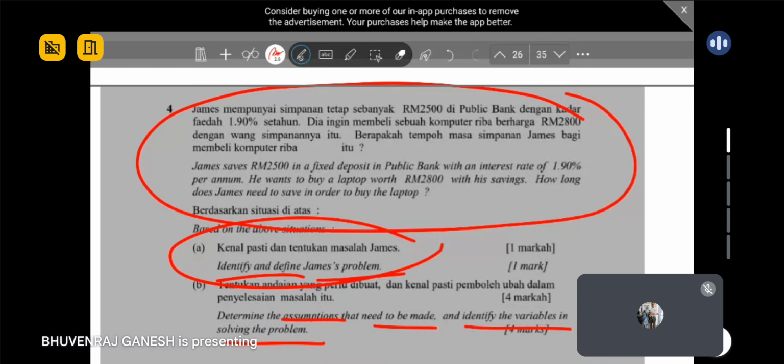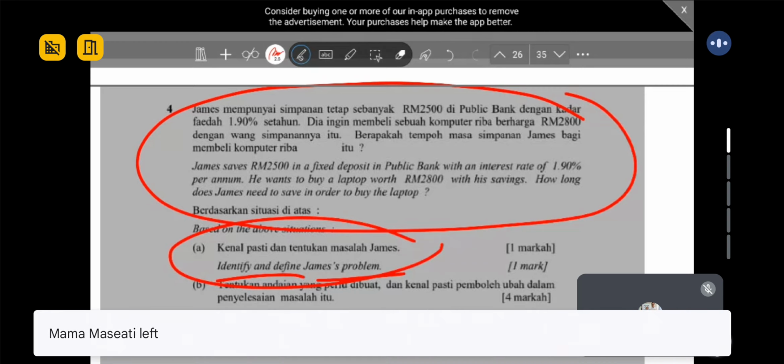Part-time job. Not really. Not part-time job. Think some more. Assumptions. Andaian. Apa andaian yang kamu boleh buat berdasarkan situasi ni? Okay, so whenever you think of assumptions, you must think of one thing. What must be constant? Always remember that, guys. Andaian tu maksud dia apa yang kena dimalarkan dalam situasi ni.